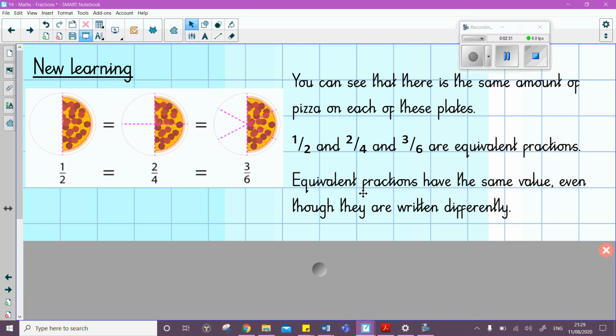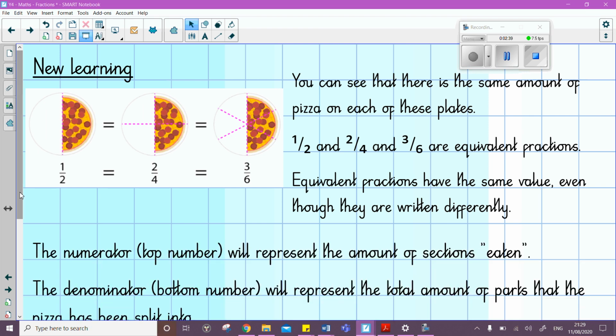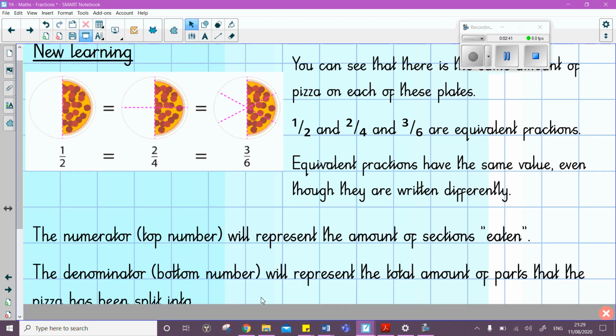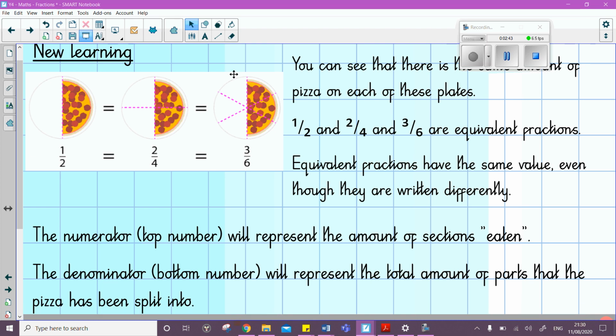So equivalent fractions have the same value, even though we can see at the bottom here they are written differently, okay? The numerator, the top number, will represent the amount of sections eaten in our case, and the denominator, the bottom number, will represent the total amount of equal parts that the pizza has been split into. So we can see here, like we said, the pizza has been split into 6 equal parts, so the denominator is 6, and 3 out of those 6 have been eaten. So 3/6 have been eaten.